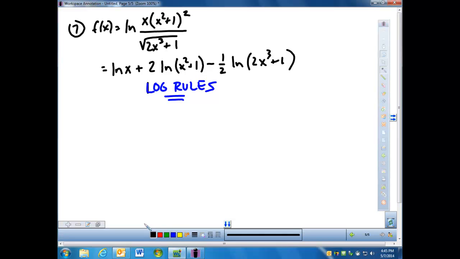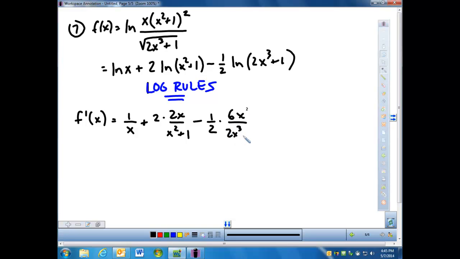So now I can take the derivative of each individual part. The first one is 1 over x. Second one is 2 times 2x over x squared plus 1. Then the last part is minus 1/2 times 6x squared over 2x to the third plus 1. That should really be 6x squared. Not sure if I'm going to remember to do that or not, but I needed to.